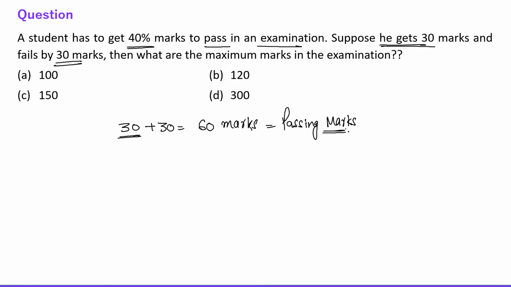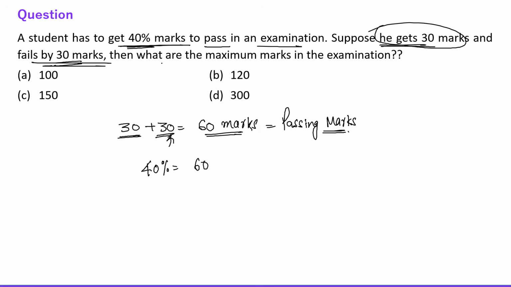Okay, I repeat, a student is getting 30 marks and he fails by 30 marks. It means he must have scored 30 marks more to pass. So the total passing marks are 30 plus 30, which is 60 marks. These are the passing marks. The question is saying a student has to get 40% marks to pass an examination. So 40% marks is equal to 60.